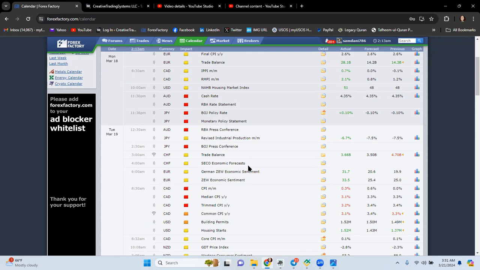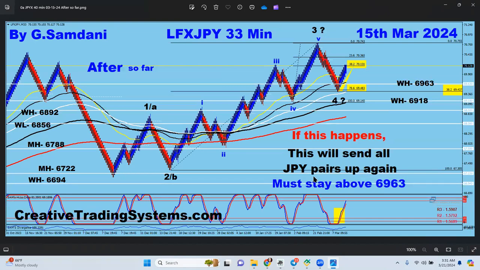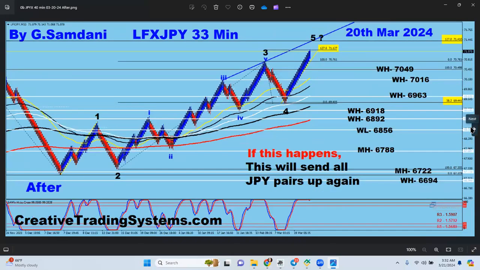After that, all day on the 19th, let me show you what I did. This is what it says here: this will send all yen pairs up again if we stay above this. So that was the target, right? So we started to go up, and from here on the 18th, 19th and 20th, we went up all the way. All yen pairs were supposed to go to the upside, and I started watching that. If they go to the upside, obviously I'm going to take longs, right? This is what happened to this chart, and let's start seeing my trades.